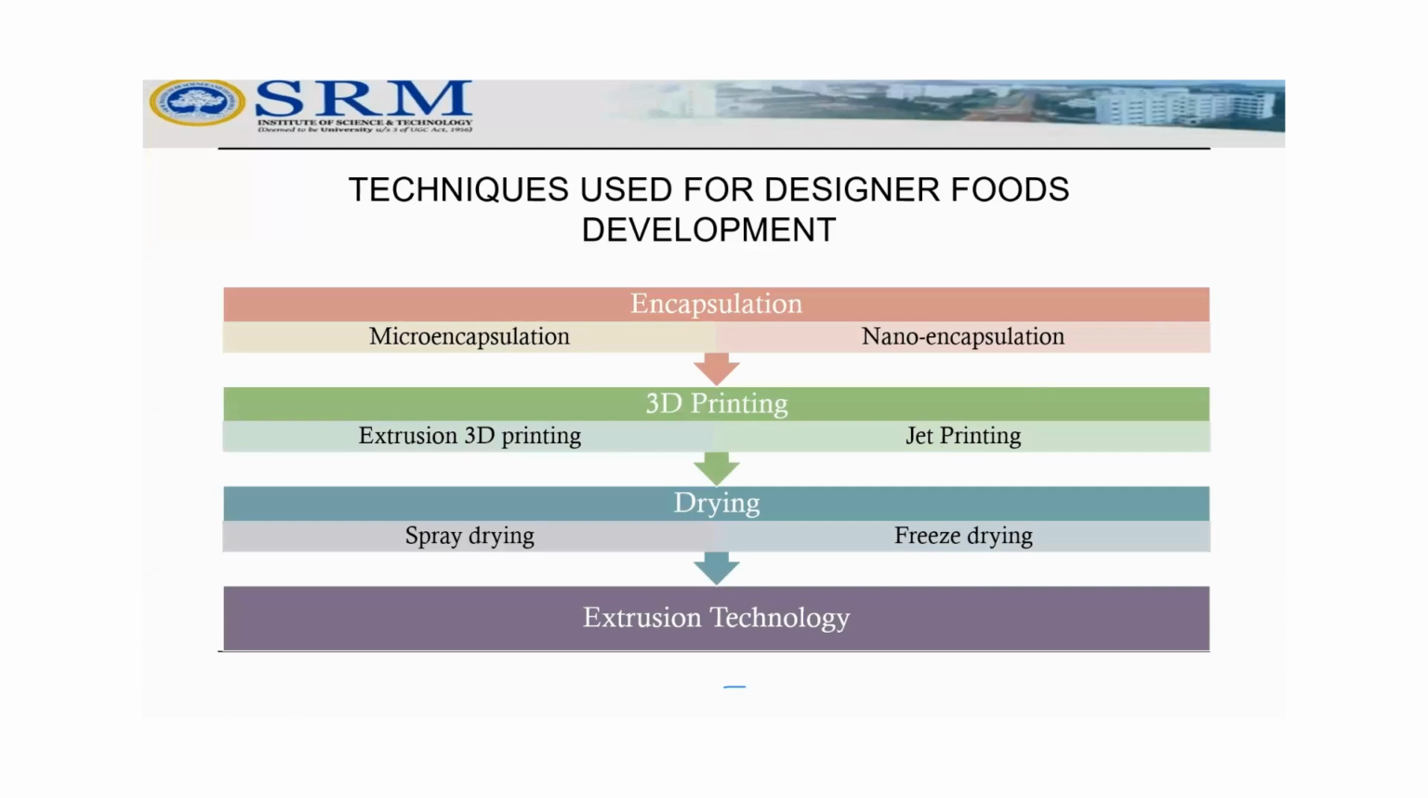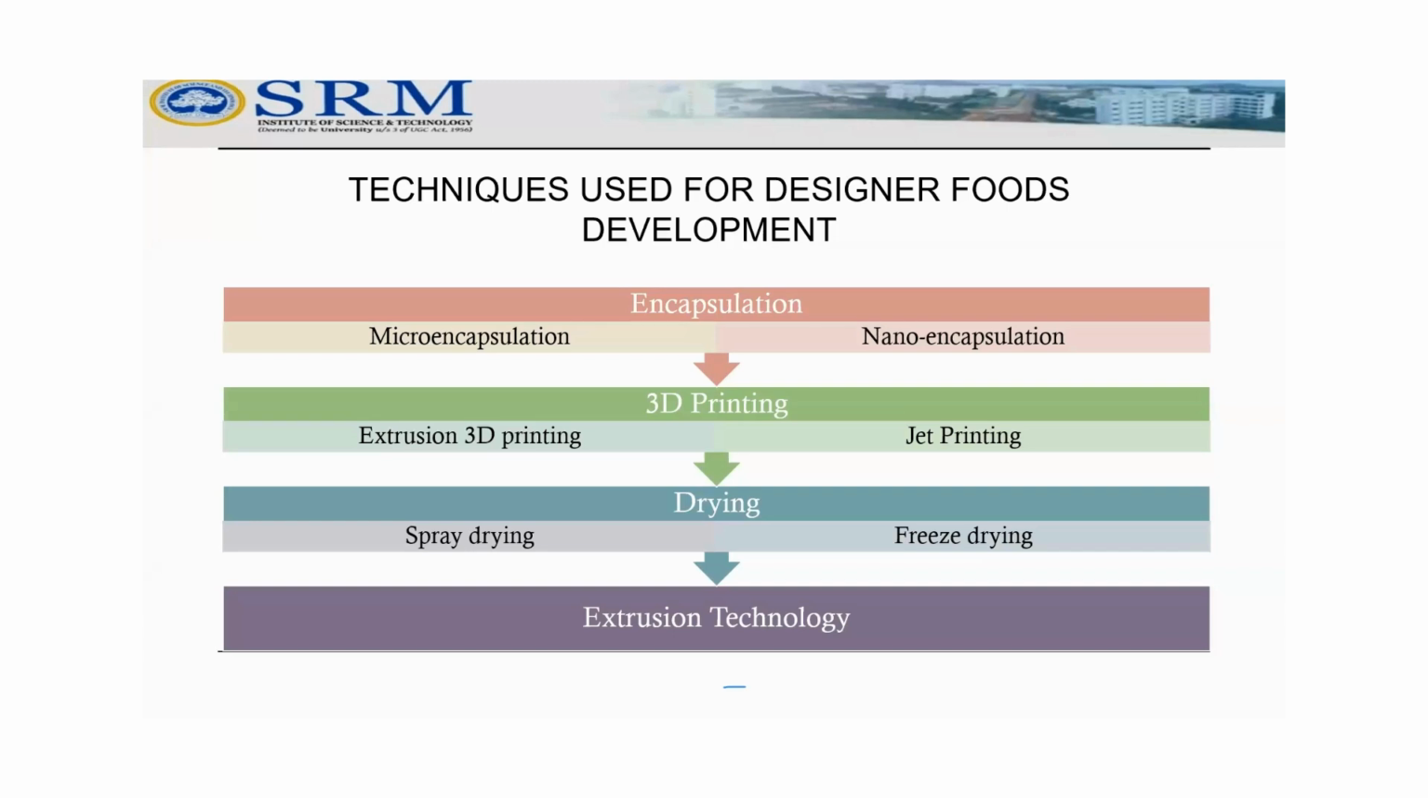The first technique is encapsulation. Under encapsulation, we have micro encapsulation and nano encapsulation. The second technique is 3D bioprinting. I have listed only two; other than that, we have two more: extrusion 3D printing and inkjet printing. Then we have drying, spray drying and freeze drying. Other than spray drying and freeze drying, we can adopt other drying techniques like vacuum drying or tray drying. Then we have extrusion technology.